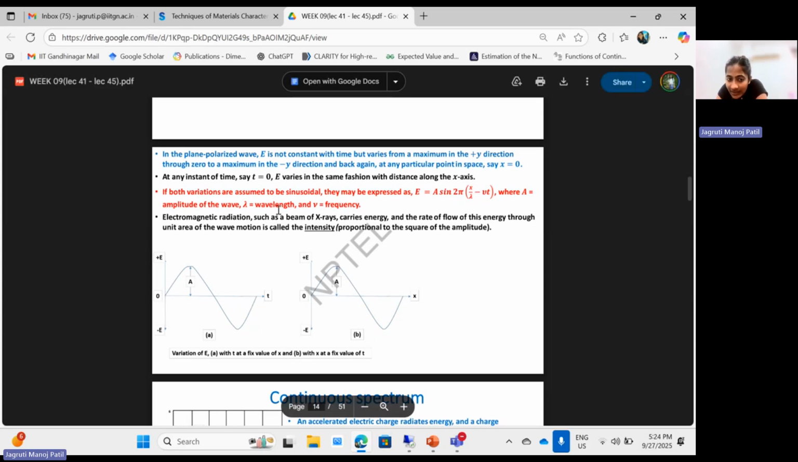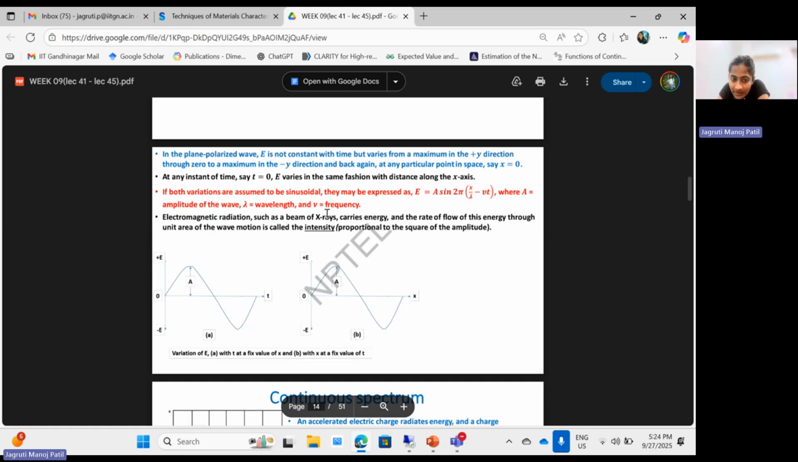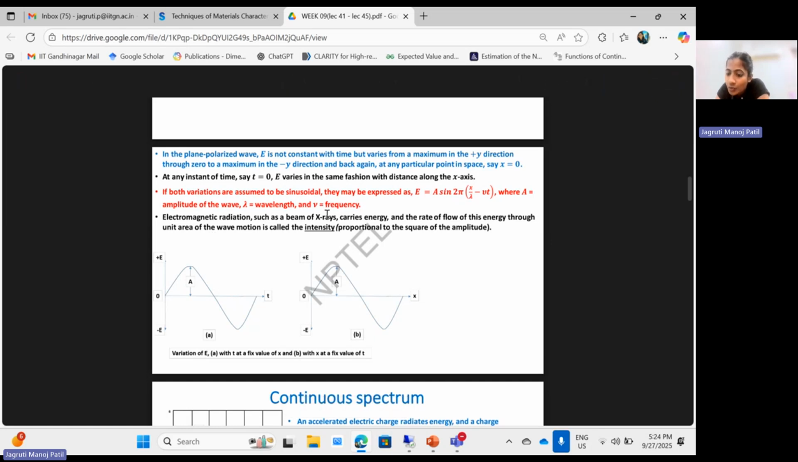Okay, now if we say that this is a beam of X-rays which carries some energy, the energy has a rate of flow through a unit area, which is called intensity, and that's proportional to your amplitude. So how much is going through a particular cross-sectional area.